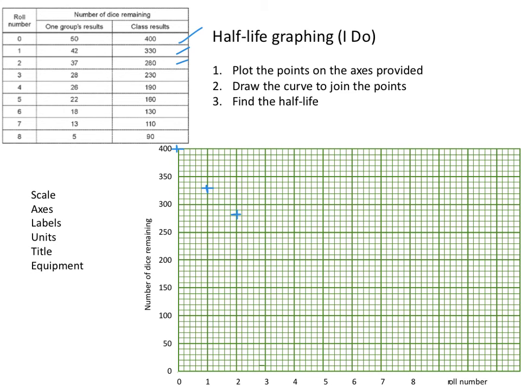We go 230, so we find 200 and go up 3. Remember, if you make a mistake, just rub it out. That's why we work in pencil. Number 4 is 190. Number 5 is 160. Number 7 is 110. No, sorry, we need to do number 6 first, don't we? This is why we should tick them off. Number 6 is 130. Okay, number 7 is 110. And then finally we've got 8 on 90.